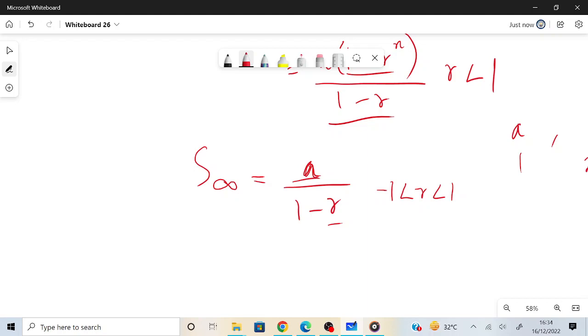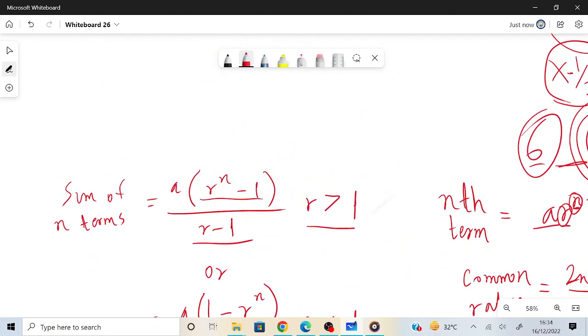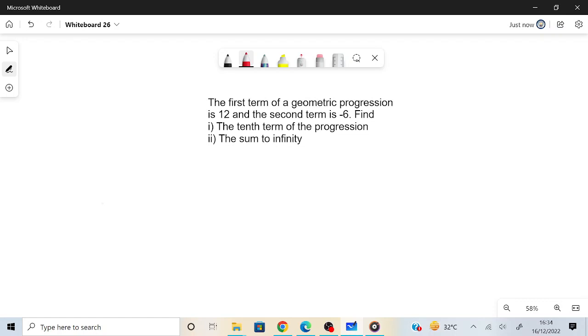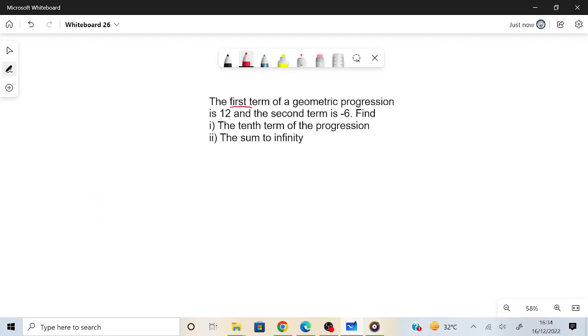Now that we have our basic knowledge grounded, let's look at our first example. It says the first term of a geometric progression is 12 and the second term is minus 6. Okay, good to know. It says find, for part i, the 10th term of the progression. So based on the information we have, the first term, that's our a, is 12. And the second term is minus 6. So we can say that ar is equal to minus 6.